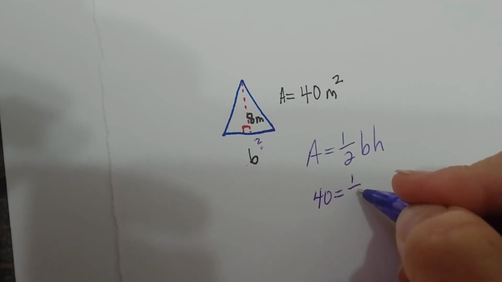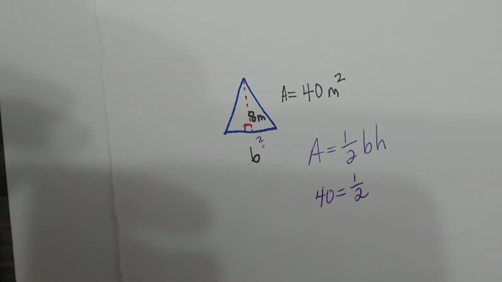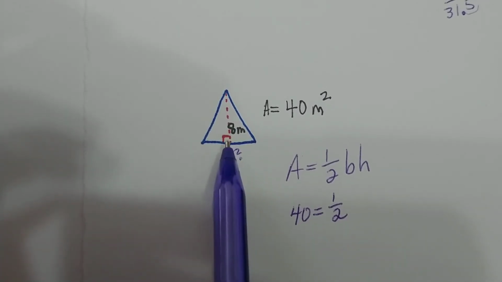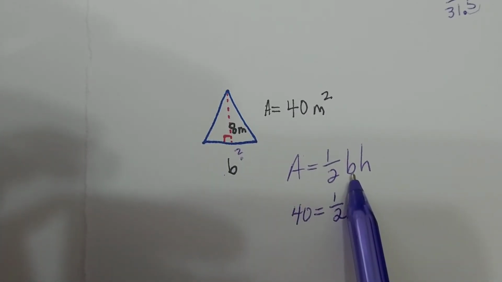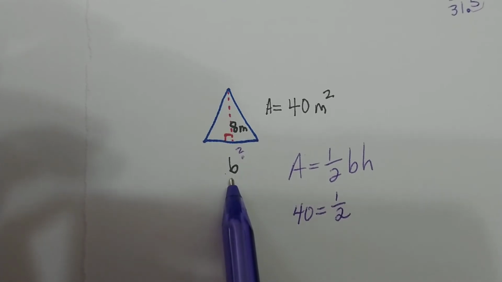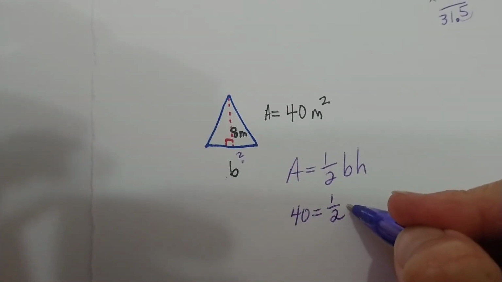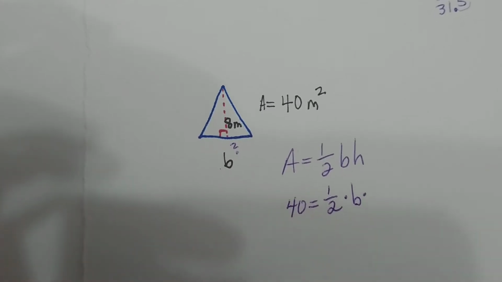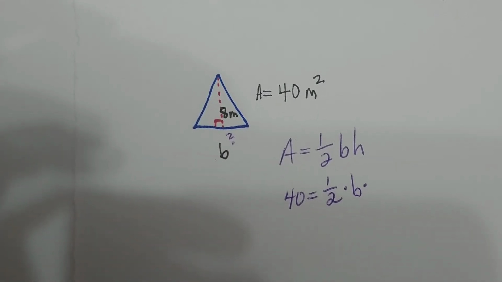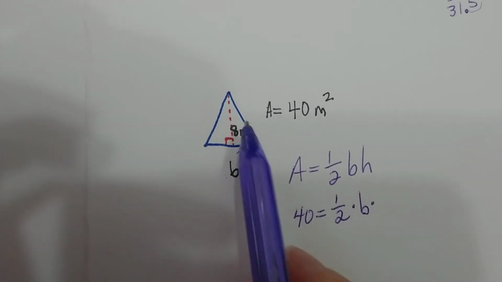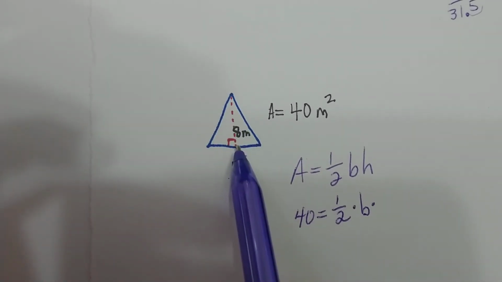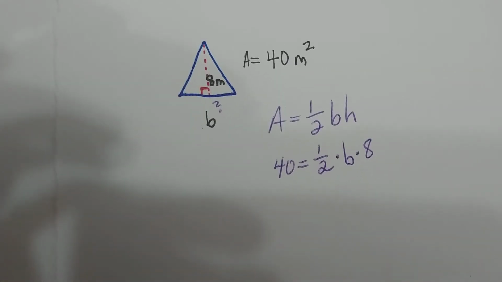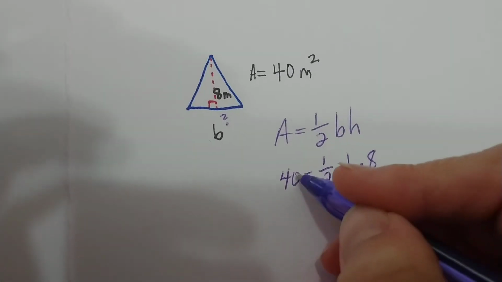I always hang on to the 1/2. That is a constant. That does not go away. The 1/2 reminds us that we're working with triangles. The B is the base. Again, we don't know what the base is, so I'm going to keep my B. And notice I'm putting in my dots for multiply to separate all of my terms and numbers. The height is the vertical height right down the middle, and that's 8.